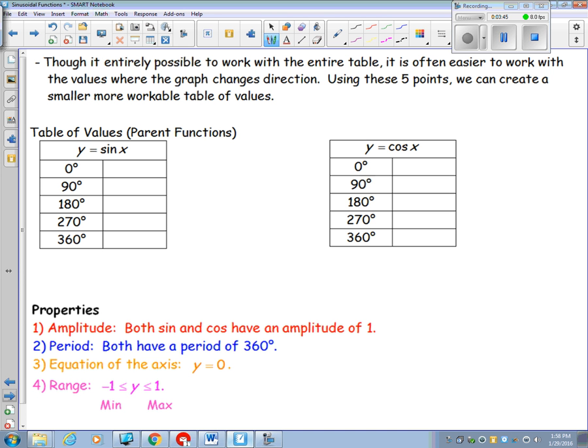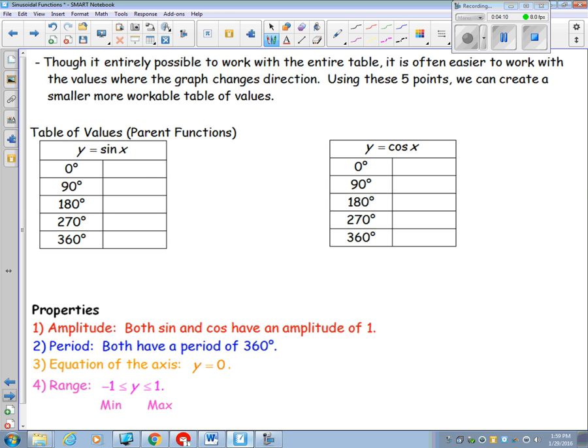Okay. Now, we could make that table every single time if we wanted to. That wouldn't be hard to do. It'd be a little time consuming because there's a whole bunch of points in that table. But it's a little bit easier to work with what we call a 5-point table. The 5-point table is kind of the important ones, the ones where the graph changes direction. And I hope you noticed in the sine curve, 0, 90, 180, 270, and 360 were the ones that came out to nice whole numbers.